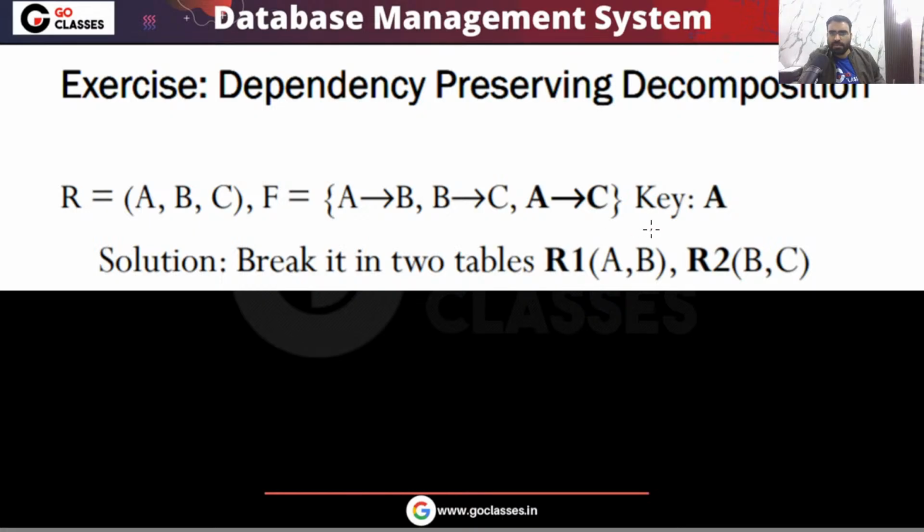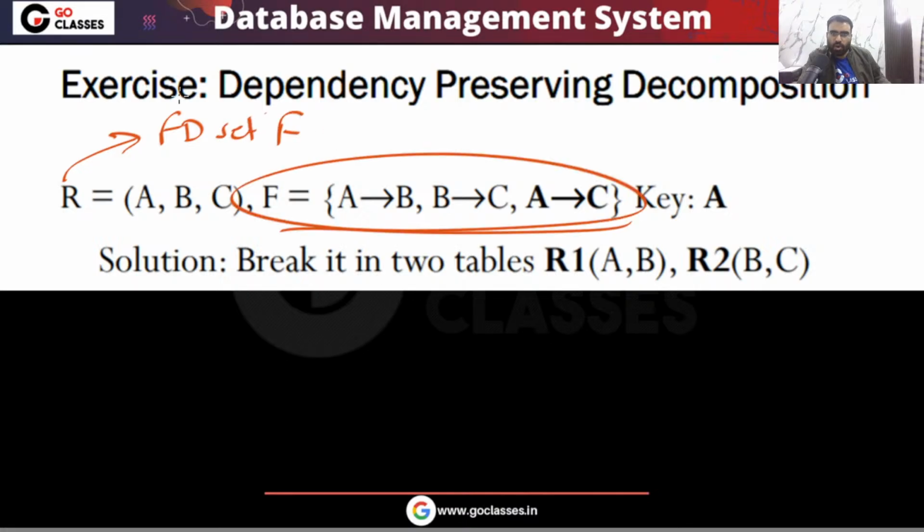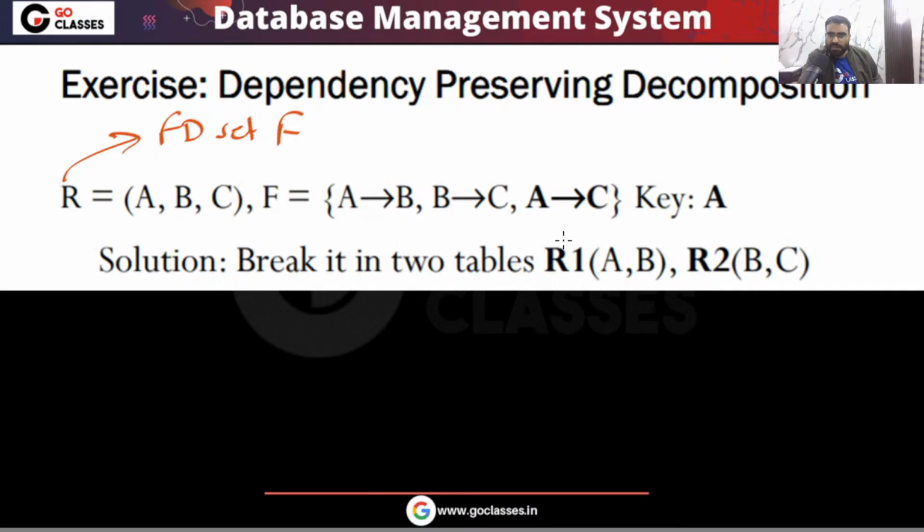Let's see this example. Is this decomposition dependency preserving or not? Again, a very simple point. You can see this relation has FD set F. These are the FDs that hold in the relation R. First, what we have to find is which FDs will hold in R1 and which FDs will hold in R2. So you find F1, which means the FDs that hold in R1.